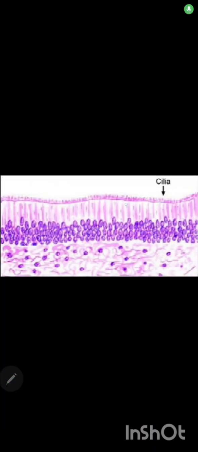So this is the diagram of simple ciliated columnar epithelium, and we can see the cilia. Cilia are just like fine thread-like cytoplasmic processes, present on top of each cell layer. So these are the simple ciliated columnar epithelium, and this type of cell layer is present especially in the respiratory tract, and in the uterine tube, the fallopian tube, mainly.